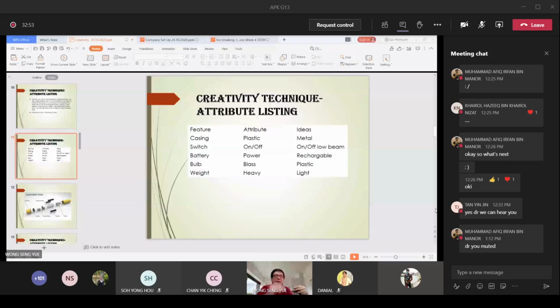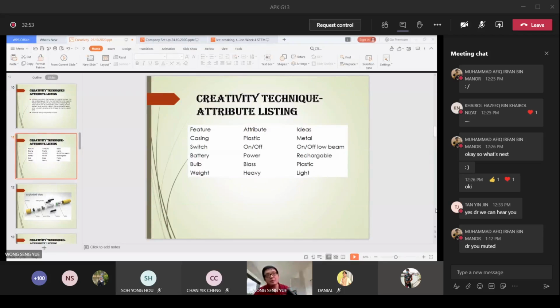For example, this handphone may have 40 smaller components. Then I just have to select maybe 5 or 6 components that I'm going to apply creativity to. Maybe number one will be the casing. Number two will be the camera. Number three will be the battery. Number four will be the Bluetooth. Number six could be the front camera.